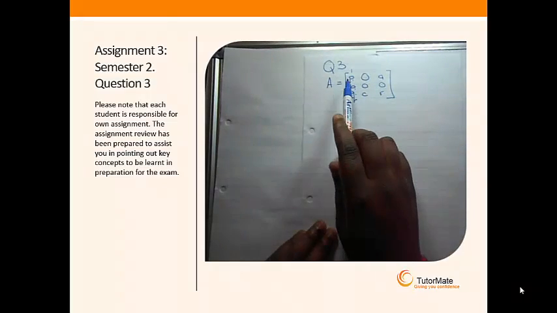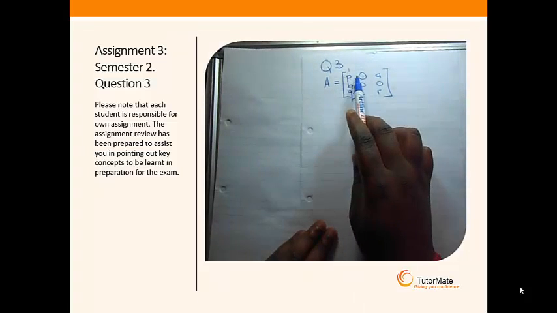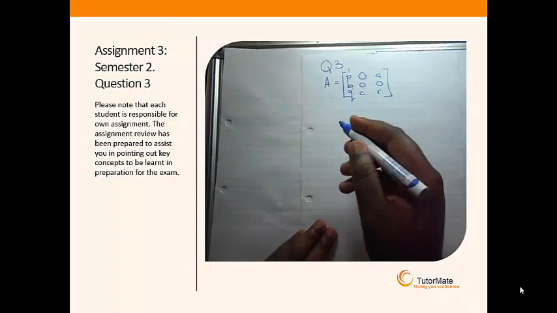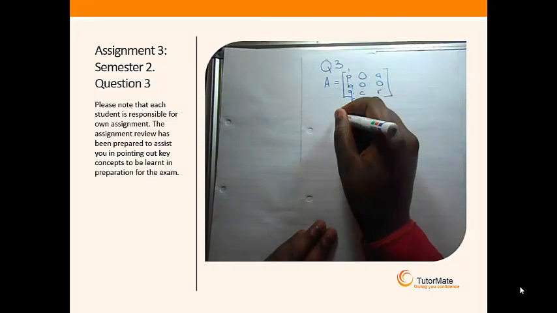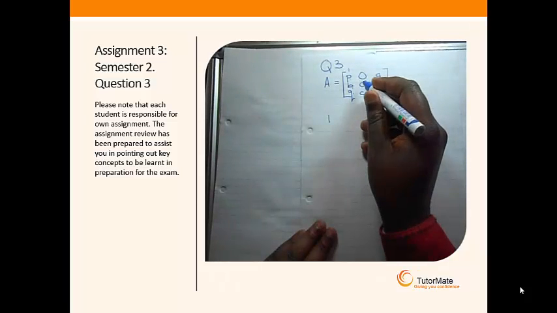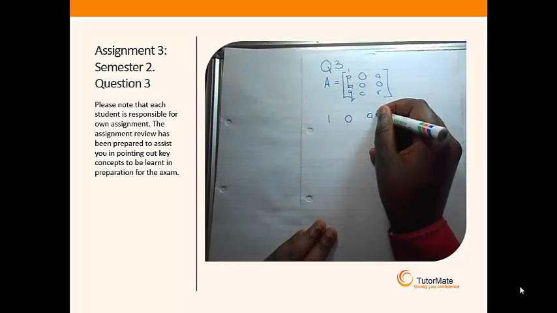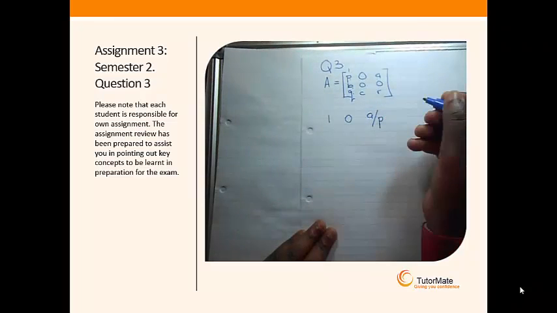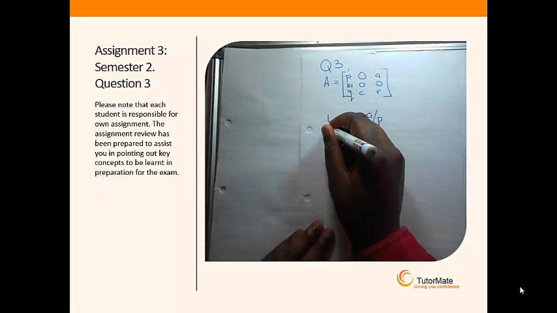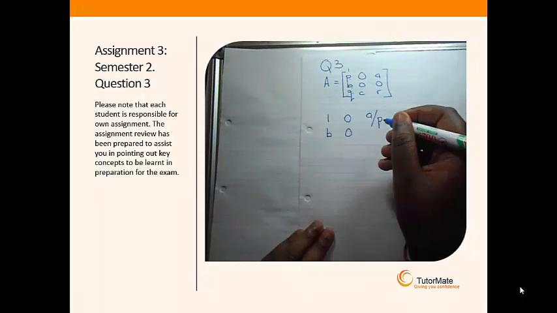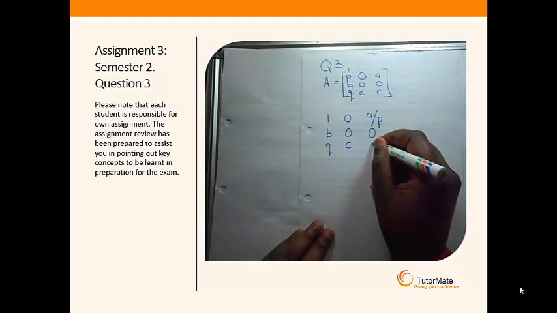So for us to turn this P into a leading 1, we have to divide the first row by P. If we divide P by P, we're going to have 1, 0 divided by P is 0, and A divided by P, we're going to have A over P. So this becomes our new row. And then if we rewrite the matrix, we're going to have B, 0, 0, then Q, C, R.